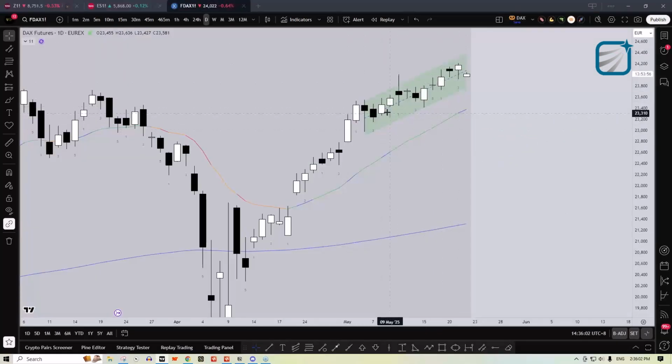DAX has been a little bit stronger than everything else. So let's see what's going to happen. I think the low of yesterday is going to be important. Still, bears have been unable to do much, unable to close below a prior bear bar.